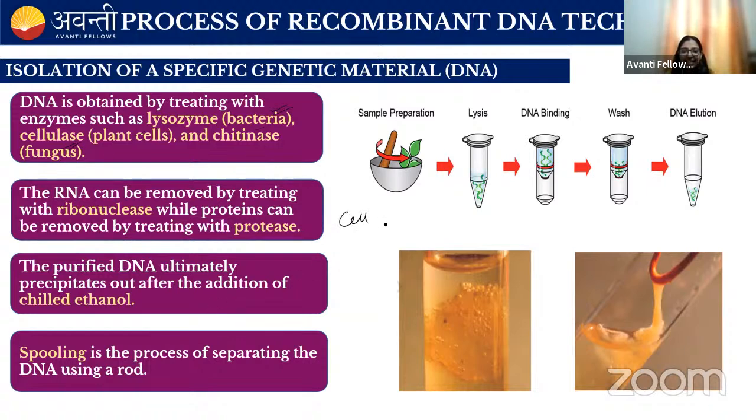And we know that the cell extract, apart from DNA, also contains a lot of things, like RNA, lipid, and proteins, right? So I have to treat this cell extract with RNase enzyme to degrade the RNA, lipase to degrade the lipid, and protease to degrade the protein, so that I can get only DNA. And now this purified DNA is ultimately precipitated out by using chilled ethanol.